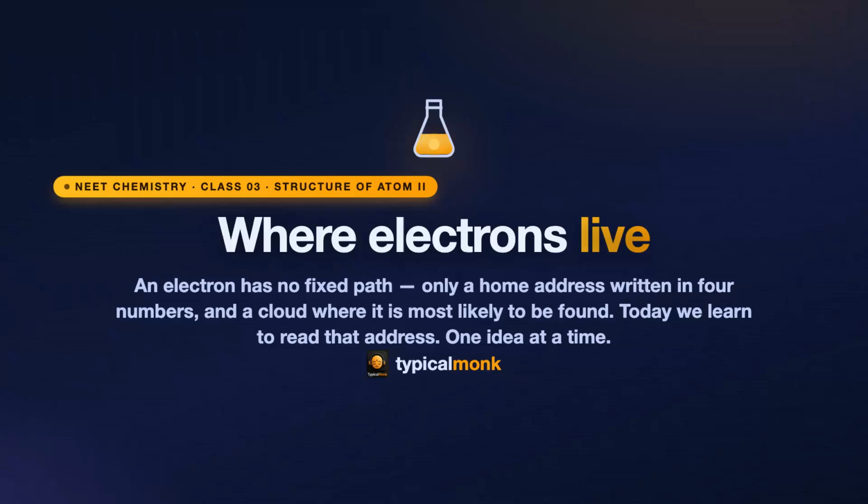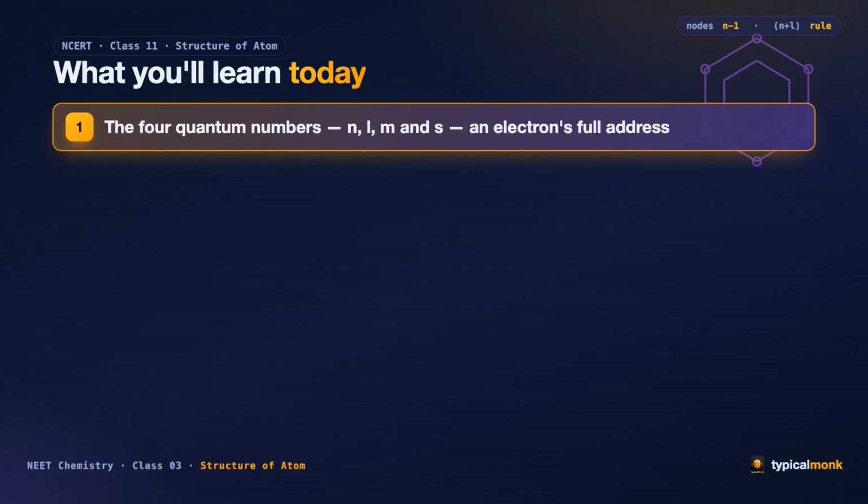When Sarah first heard this, she asked, if we cannot say where the electron is, how can we ever describe it? And that is the perfect question. We describe it not by a point, but by an address and a shape. Today, one idea at a time, we learn to read that address, draw that shape, and fill every atom with confidence. Take a slow breath. Let us begin. So what will you carry home from today's class?